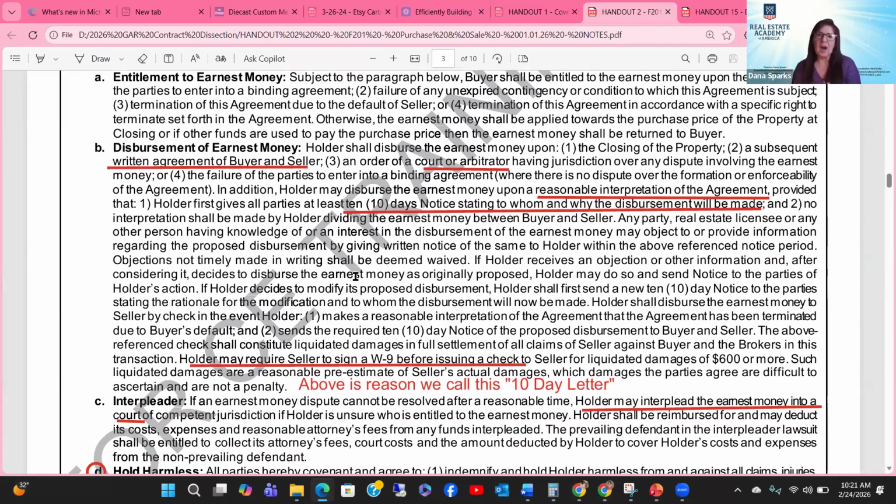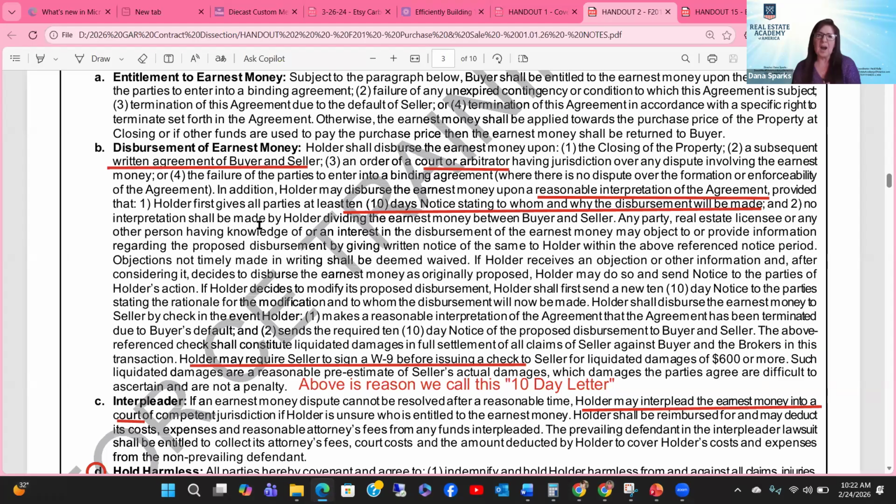So let's say I'm the holder of the earnest money. It's in my trust account. How do I get it out of my trust account and disperse it to one of the parties? Well, if I receive a court order or an order from an arbitrator, I have to act on that and disperse it based on a court order. The second one is a subsequent written agreement by the buyer and the seller.